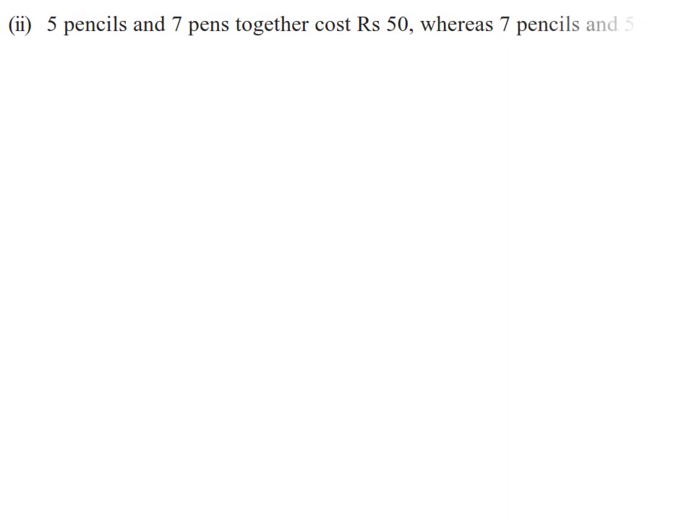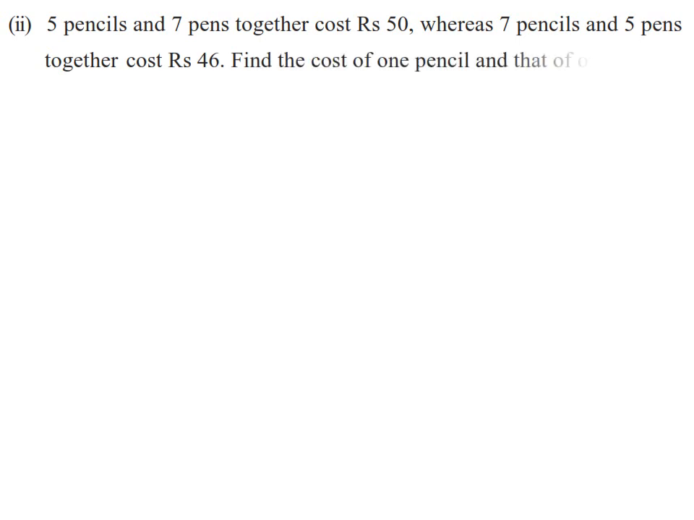Now the second question is, 5 pencils and 7 pens together cost rupees 50, whereas 7 pencils and 5 pens together cost rupees 46. Find the cost of one pencil and one pen. You have to find the cost of one single pencil and one single pen.